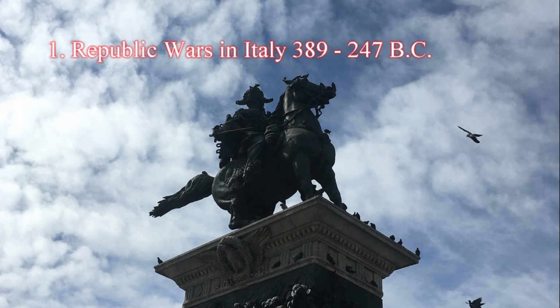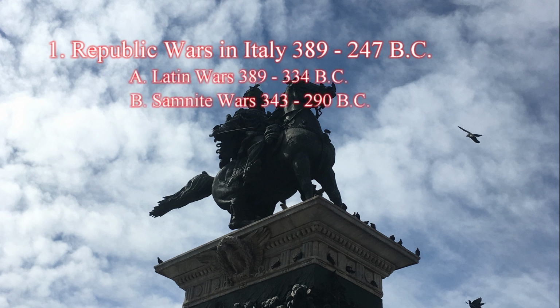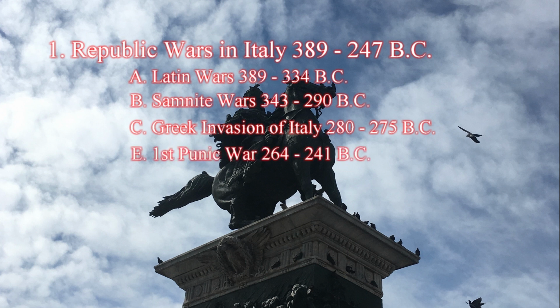Under our first subheading, the Republic Wars in Italy, we have the Latin Wars, the Samnite Wars, the Greek invasion of Italy, and the First Punic War. And then it brings us to our second subheading, Republic Wars of Defense. Let me point out that this is my outline. You're not going to find an outline like this on the internet. It's from the 5 or 6 books I have on Rome that I get all my information from. I go to the internet maybe 5%. This is the way I categorize the Roman Empire so I can remember it.